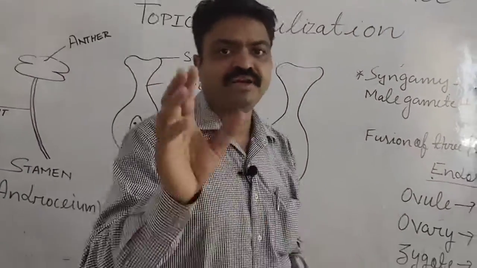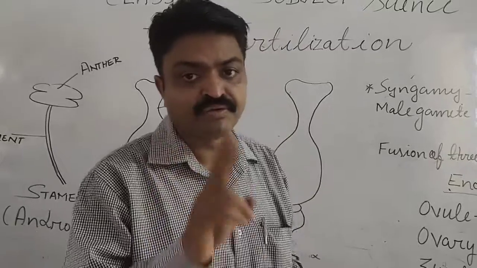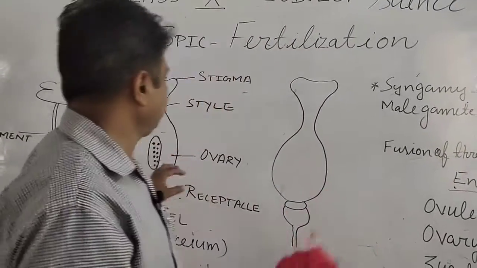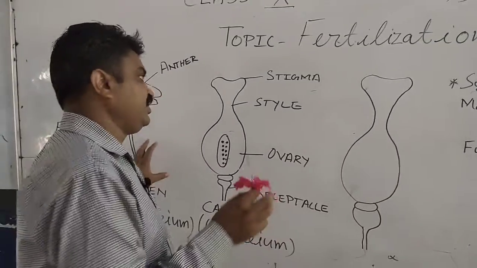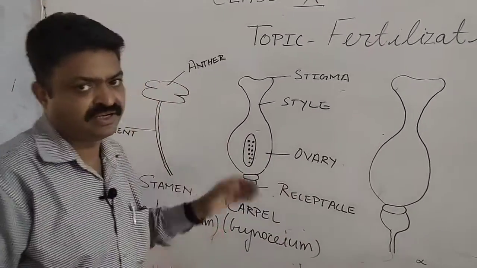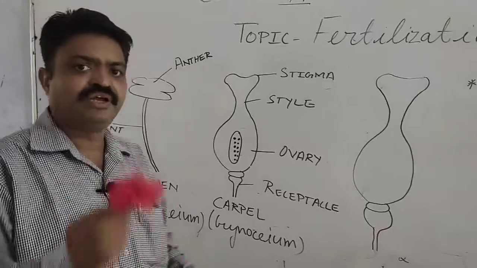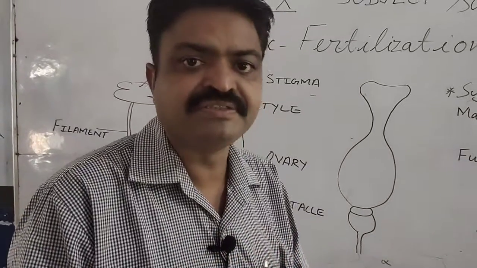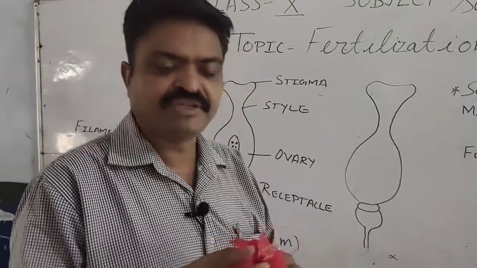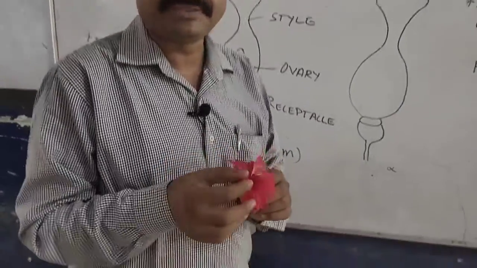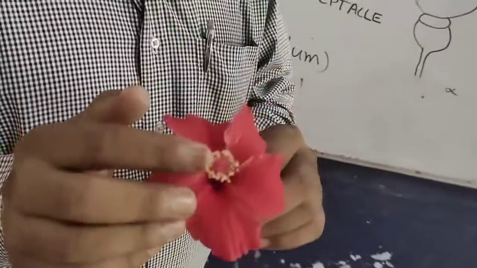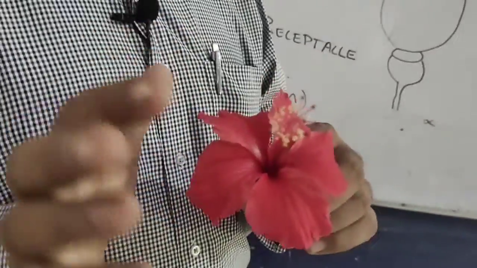As you know, flowers have two important parts. If it is bisexual it has both, and if it is unisexual then it contains only one part. Like today I have the flower of hibiscus, and hibiscus is a bisexual flower because it contains both parts in it: the male reproductive organ and the female reproductive organ are found in this.